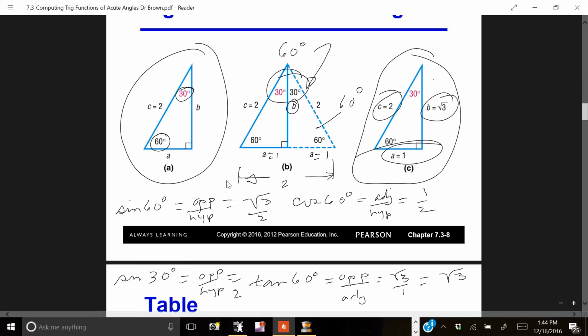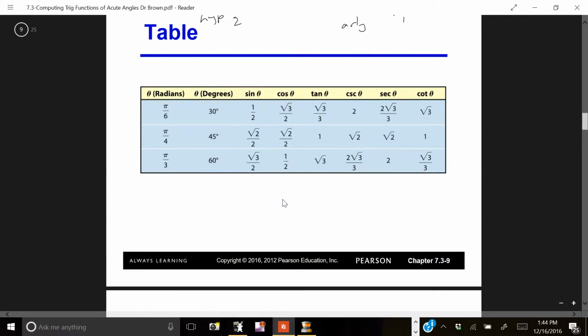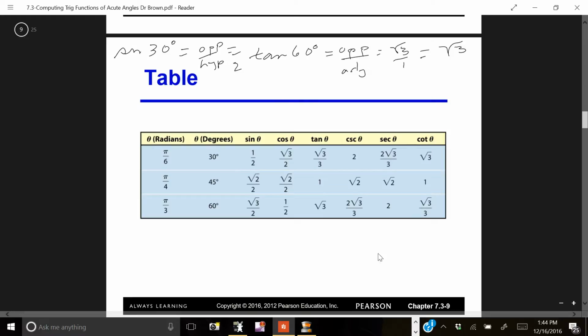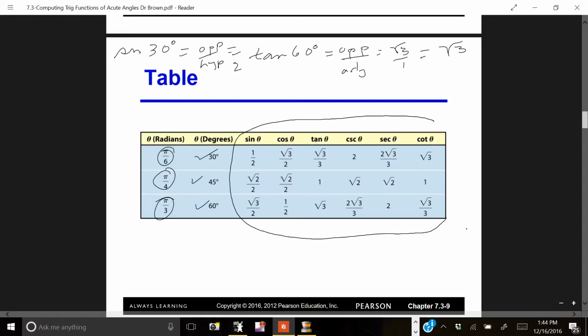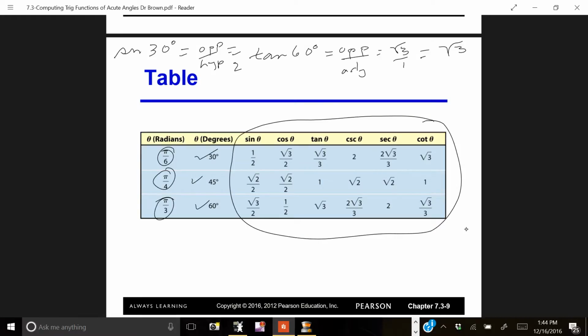Similarly, if you use the other identities, you can complete this table. I would suggest that everybody might want to stop the video now and make sure they can complete it. But here's a summary for pi over 6, pi over 4, and pi over 3, corresponding to 30 degrees, 45 degrees, and 60 degrees. And here are the values of all the trig functions. I would stop now and make sure that you can get the same thing.